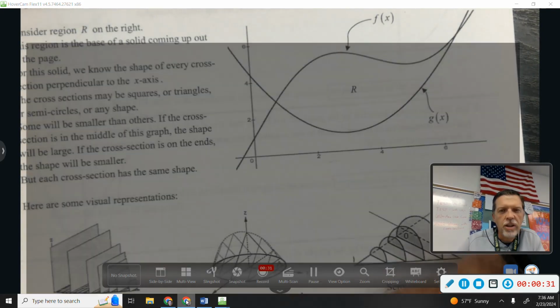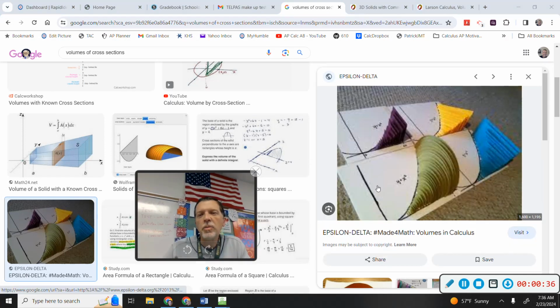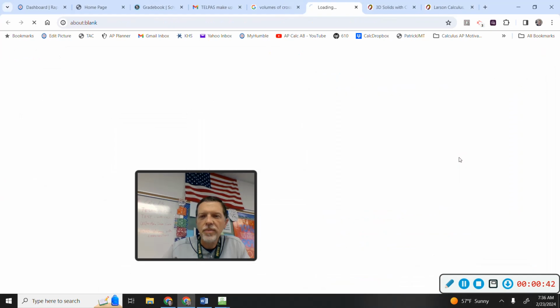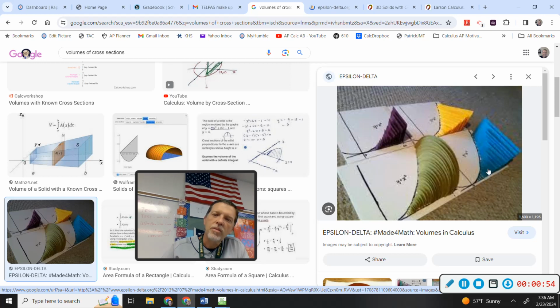So I was looking earlier, some of you saw me looking for pictures. This is a popular project to make calculus students do. You can kind of see what the base was, and then coming up out of the base, this one has semicircles, that one looks like some kind of rectangle, that one looks like squares, and I think that one's triangles. They all had the same base, but different shapes coming out of the base.